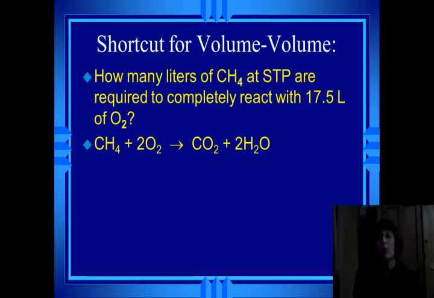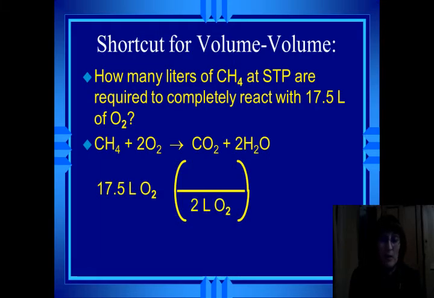How many liters of CH4 at STP are required to completely react with 17.5 liters of O2? Exact same problem we just had, but we take a shortcut. And what we do is we say 2 liters of oxygen for every 1 liter of CH4. So we're looking at that balanced equation. Instead of treating it as moles of oxygen, we're treating it as liters of oxygen and liters of CH4.